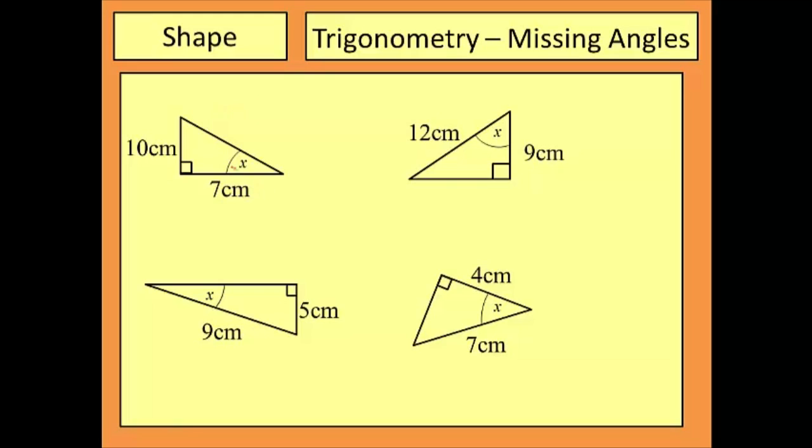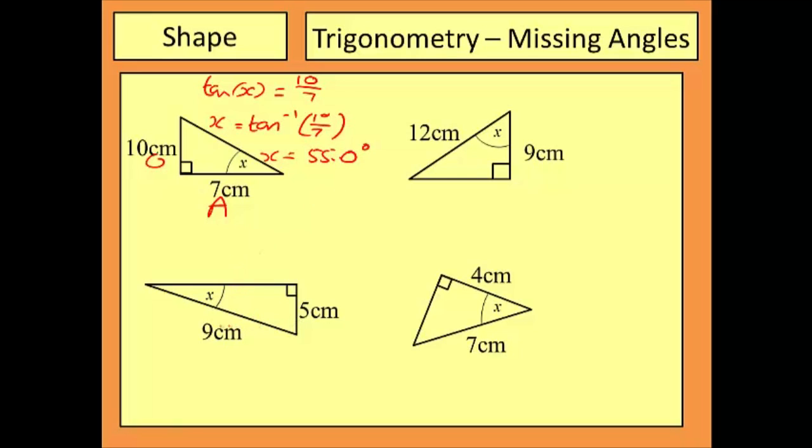Okay, so this first example, let's label it up. I have an opposite and I have an adjacent. This means that it's going to be a tan problem. So I know that tan of x is equal to the opposite 10 divided by the adjacent 7. This means that the angle itself, x, is equal to inverse tan 10 over 7. The missing angle when I type this into my calculator is given as 55 degrees.